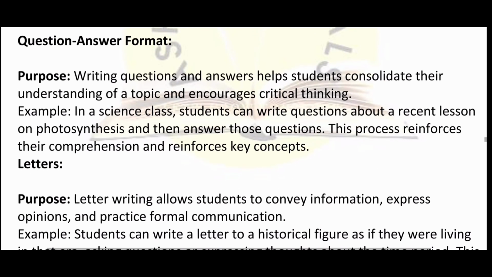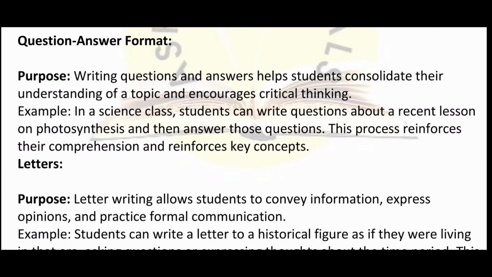So first we have the question answer format. What is the purpose of this format? Writing questions and answers helps students consolidate their understanding of a topic and encourages critical thinking. Example: in a science class, students can write questions about a recent lesson on photosynthesis and then answer those questions. This process reinforces their comprehension and reinforces key concepts.